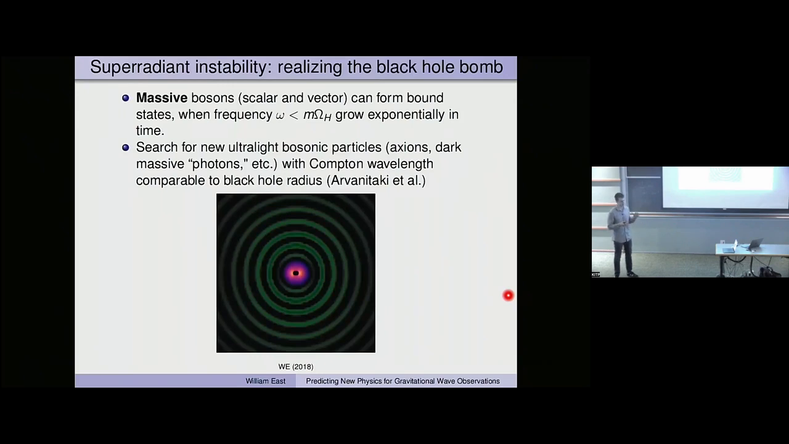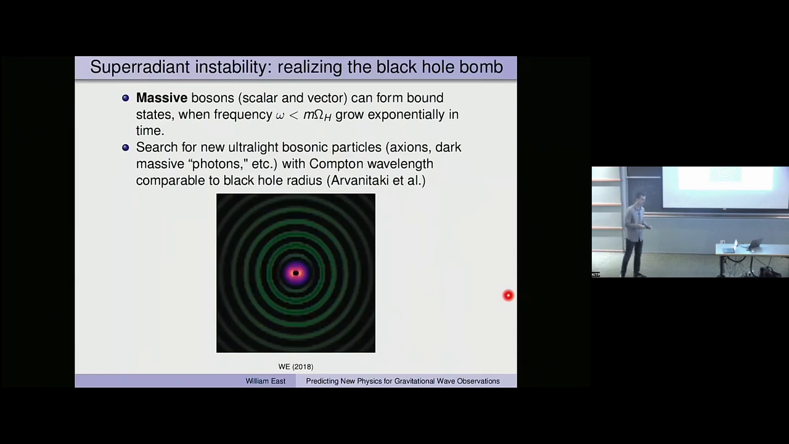And this exponential growth persists until the black hole has lost enough rotational energy that it's spun down, and the horizon frequency begins to match the oscillation frequency of the cloud. And this means that astrophysical black holes can be used as particle detectors to look for ultralight bosons whose Compton wavelength is comparable to the size of the black hole. And this is where this instability timescale is the shortest.